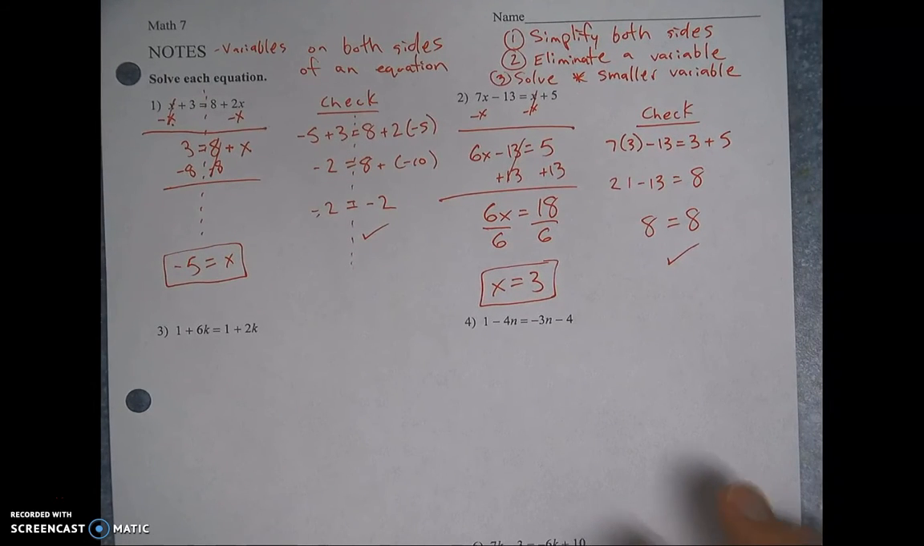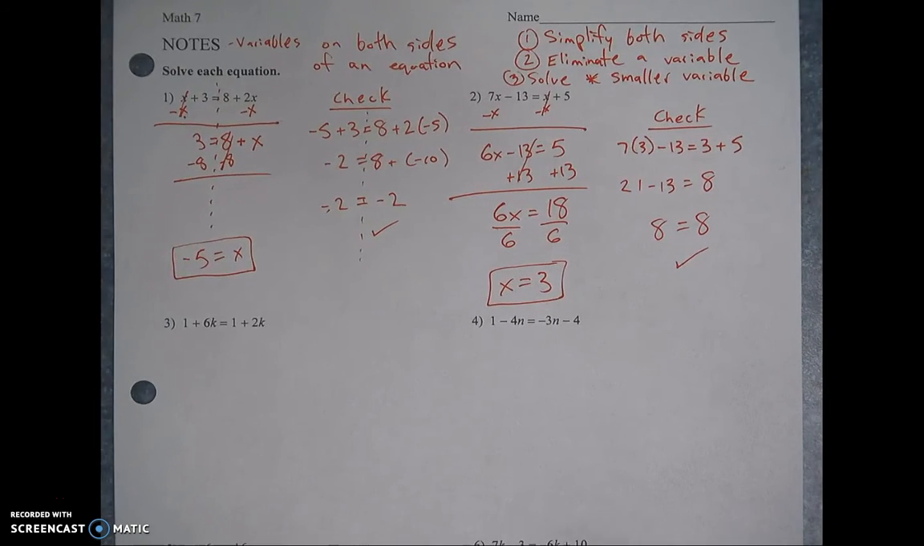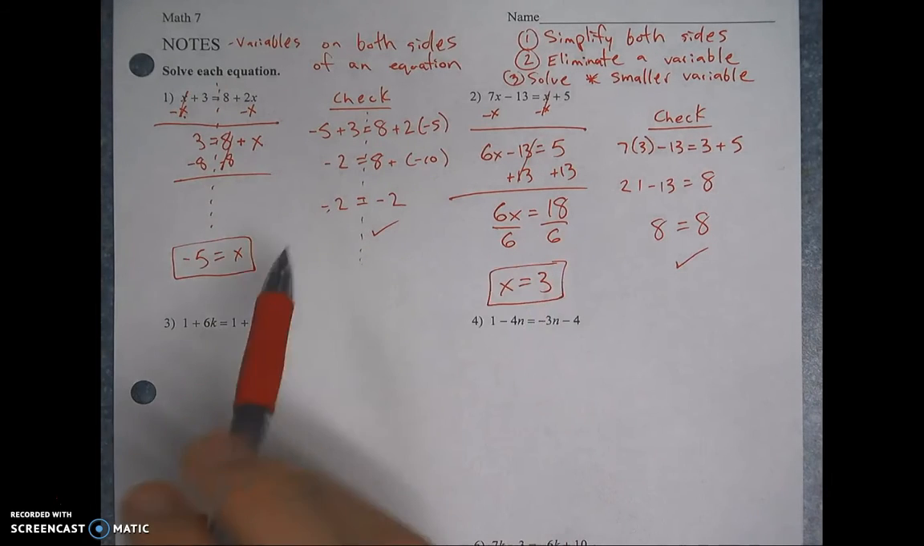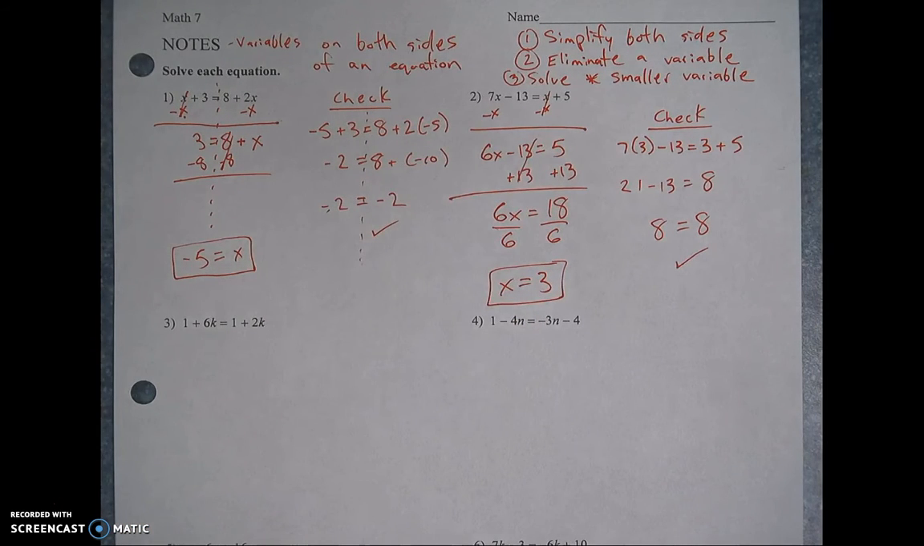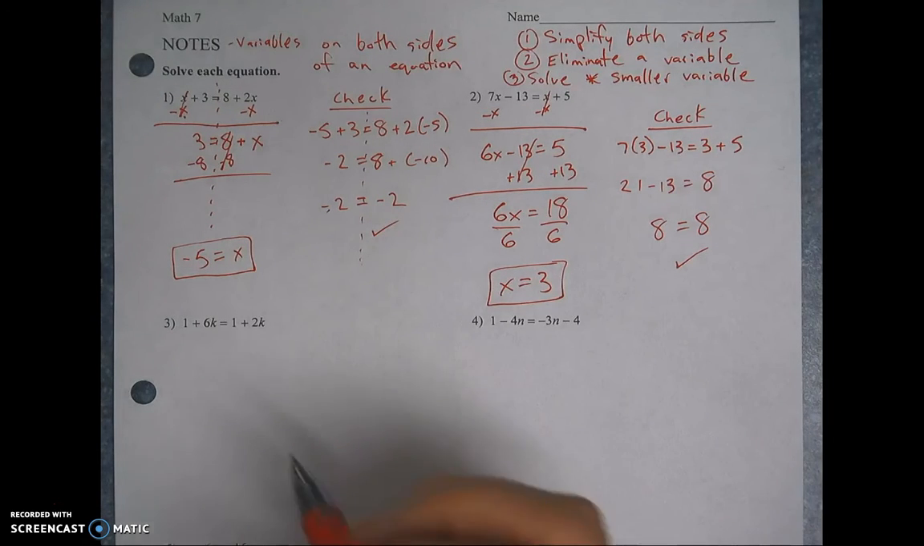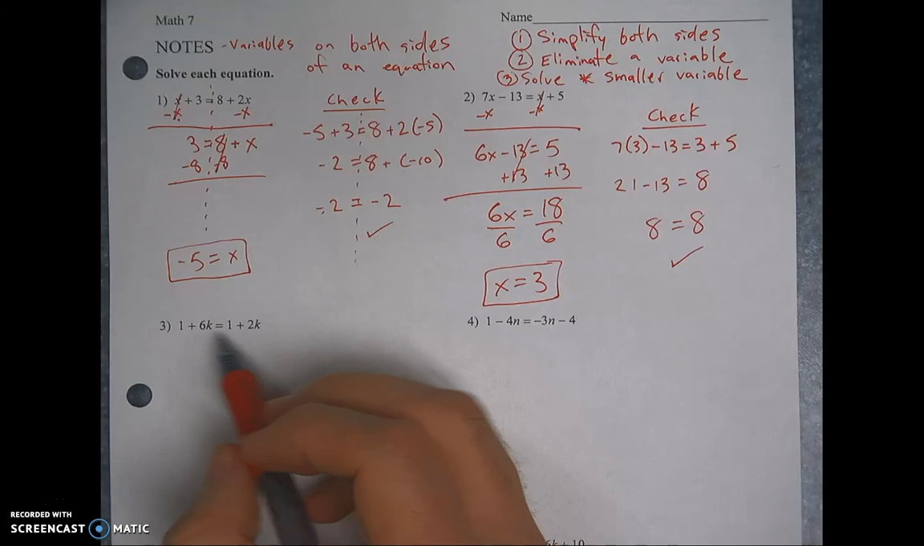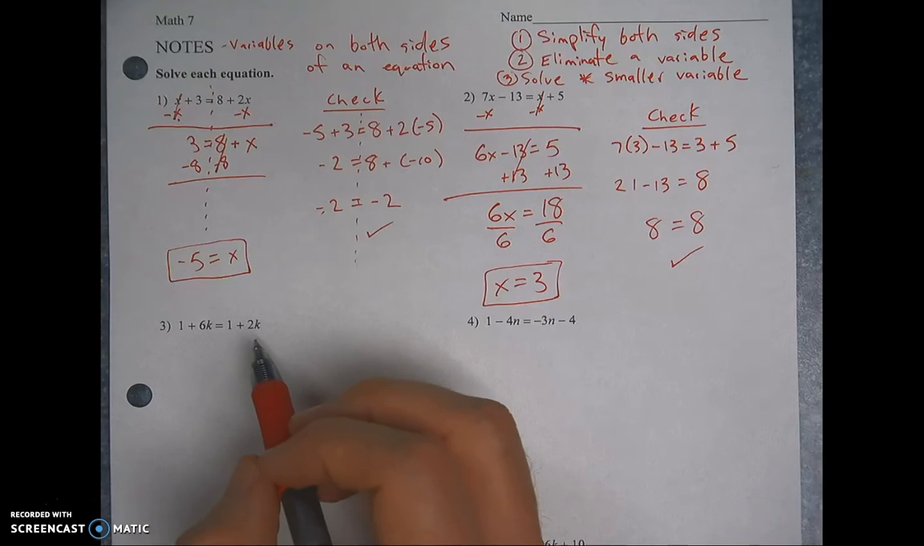All right, so let's try number 3. The first two, you notice, I had just a plain x and a plain x, and that's what I got rid of first. So here on number 3 now, I don't have any plain x's, or in this case, they're k's, but each one has a coefficient of something other than 1. So my goal is still the same here. I need to get rid of one of them.